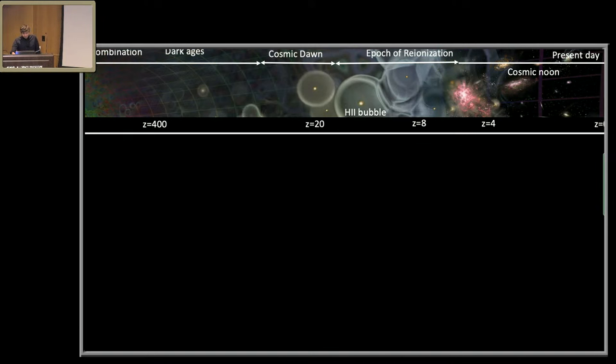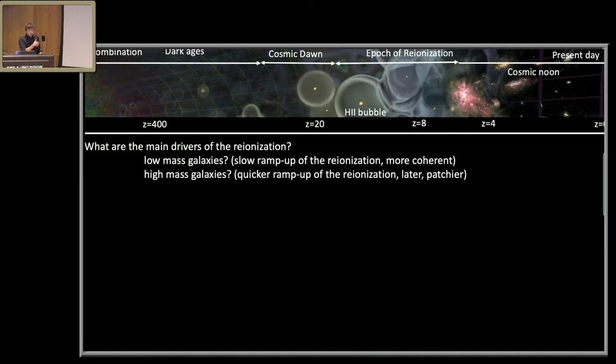The reionization of the intergalactic medium is a relatively fast process. We know that it stops at redshift around 6 with a midpoint at redshift 7.7, but it's still difficult to have a big picture of it, especially towards the beginning of the reionization, to know, for example, what are the main drivers of the reionization, if it's low-mass galaxies or high-mass galaxies.